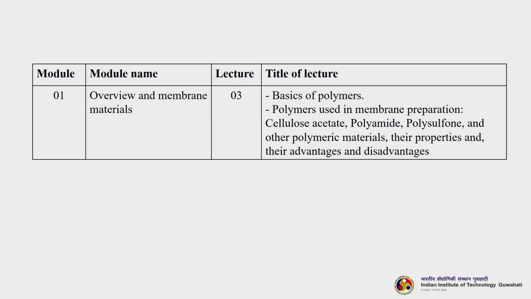Good morning students. Today is lecture 3 of module 1. In today's lecture, we will cover basics of polymers. Then polymers used in membrane preparation. A few polymers we will discuss which are most widely used in industries to prepare polymeric membranes, such as cellulose acetate, polyamide, polysulfone and other polymeric materials. Then we will try to understand their basic properties and advantages and disadvantages of using such polymers for membrane preparation.